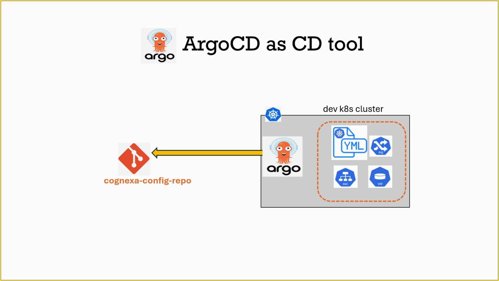A quick pro tip here. It is an industry best practice to keep your application source code completely separate from your configuration manifests. Whether you are using Helm charts, Kustomize, or plain YAML manifests, keep them in their own dedicated repository. So we will be diving deep into Helm and Kustomize in later sessions, but for now just think of this Cognexa config repo as the home for all your application's Kubernetes configurations.